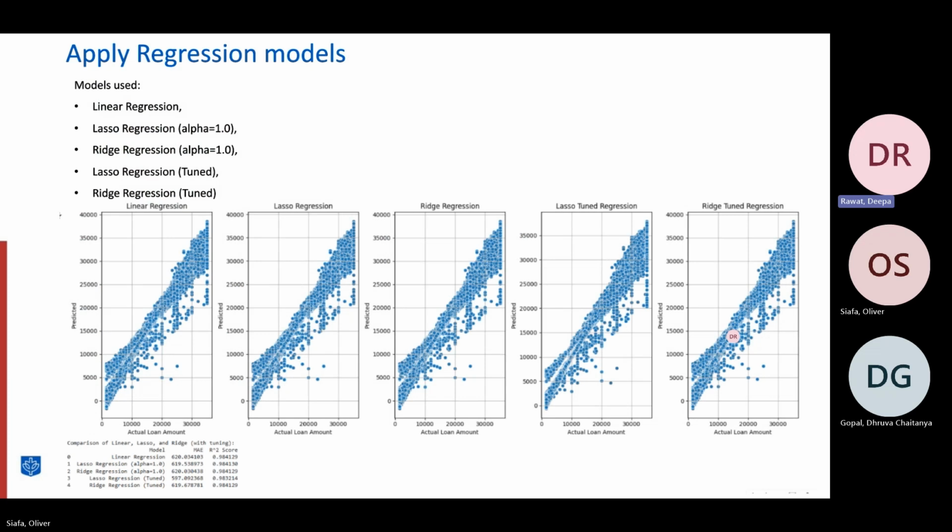So after that, we used five regression models to predict and see what the MAE and the R2 scores are. The models that I used were linear regression, lasso regression with alpha 1, ridge regression with alpha 1, lasso regression tuned, and ridge regression tuned. They are mostly the same if you look at the graph, but if you look at the lower left hand side, the lasso regression tuned had a good MAE of 597, but the R2 scores were not good. So then I moved on to other regression models, which maybe could give a better MAE and R2 score.